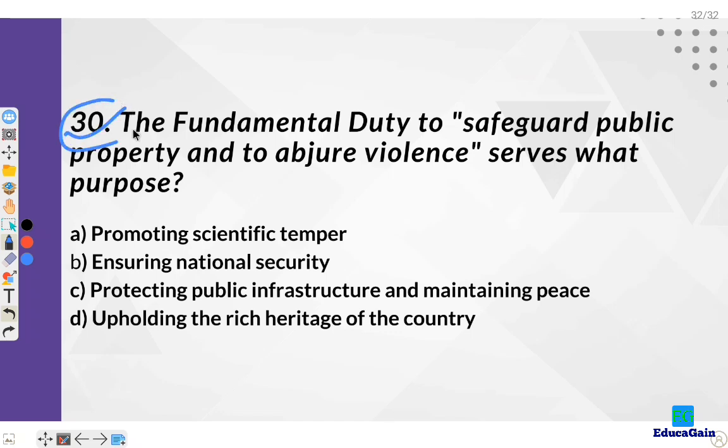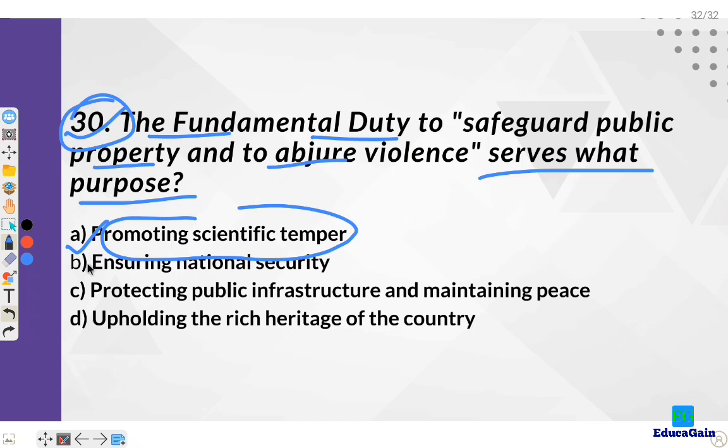The last question of today's session. The fundamental duty to safeguard public property and to abjure violence serves what purpose? A, promoting scientific temper. B, ensuring national security. C, protecting public infrastructure and maintaining peace. D, upholding the rich heritage of the country. The correct answer is C, protecting public infrastructure and maintaining peace.